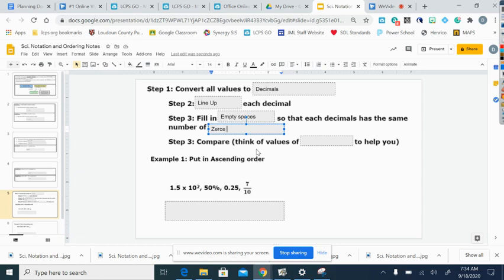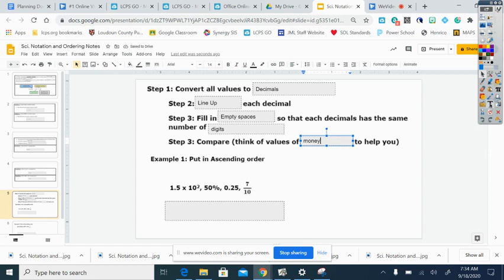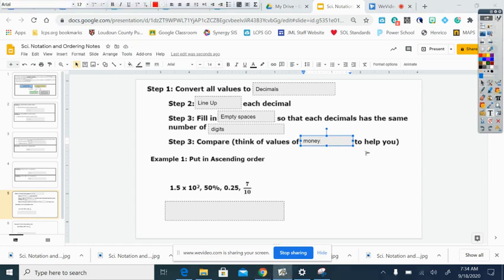All right, a better term you can think of is digits, the same number of digits. And finally, compare the values. One thing that I always say is think of money. If you think of money, that is something that helps you. So we're going to put these in ascending order. And I'm going to show you what I mean by first putting these all in decimal form.